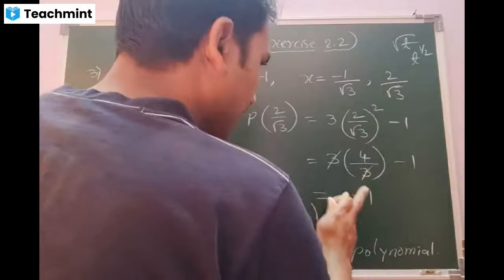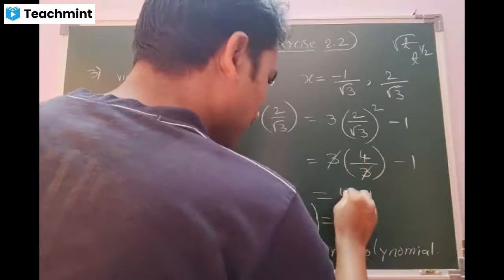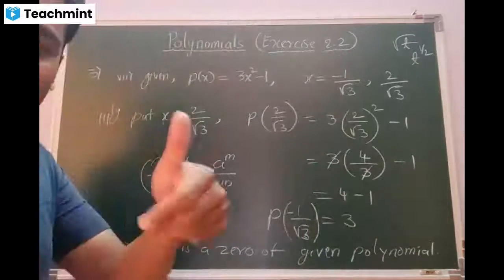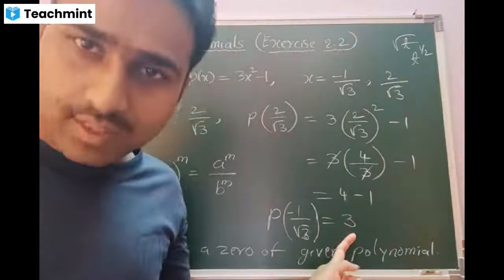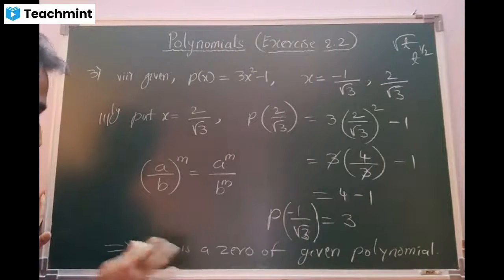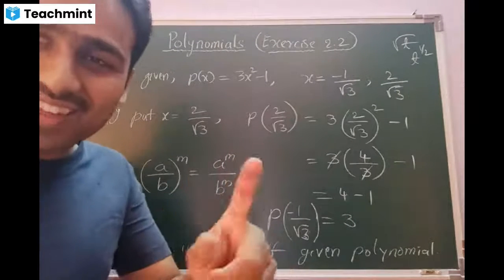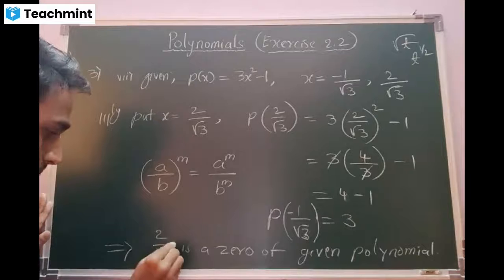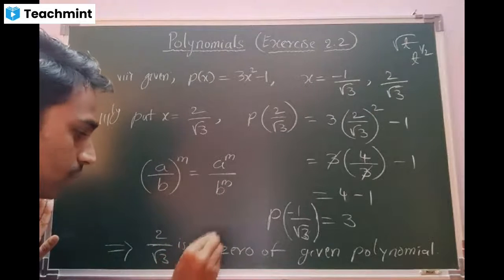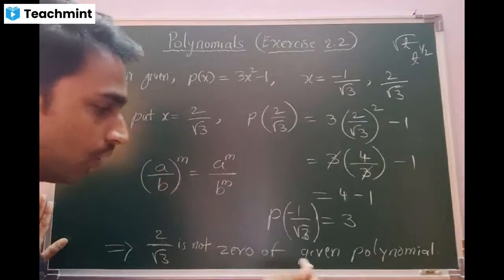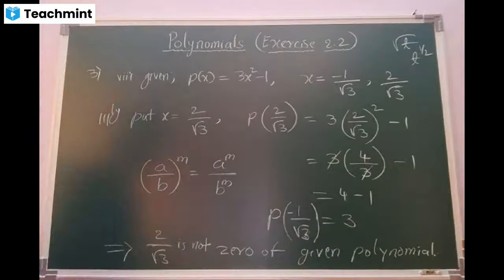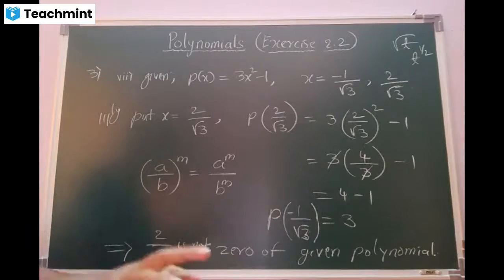Beta, anybody got the answer? Sir, that is not a zero of the polynomial. The final answer: 2 divided by root 3 is not a zero of the given polynomial. Yes, beta. This implies 2 by root 3 is not a zero of the given polynomial. This is what the sentence should be. Is that clear, beta? Yes, sir. Well done.